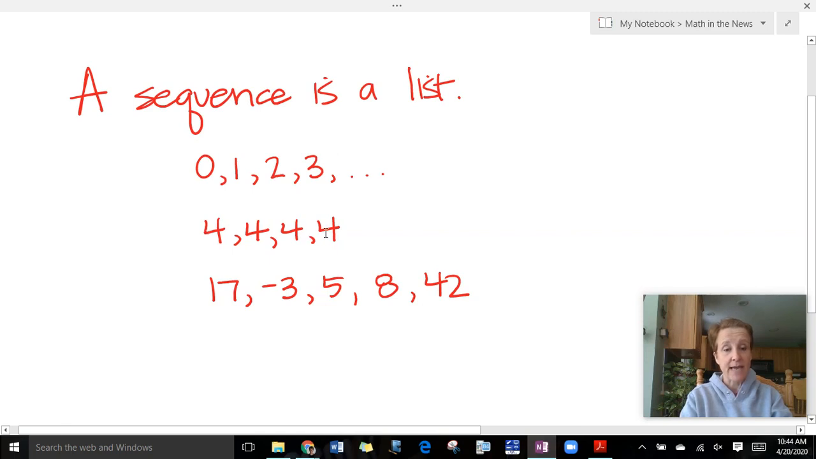The next sequence I have is a finite sequence because there's no ... And this one again has a pattern, even though it's kind of weird, 4, 4, 4, 4. This last sequence here is another finite sequence. Again, no ... but I don't see a pattern here, and that's okay. We're mostly going to work with sequences that have patterns, but it's okay if they don't have one.